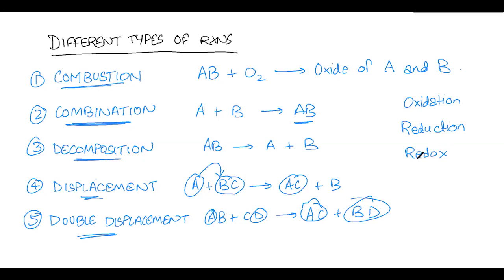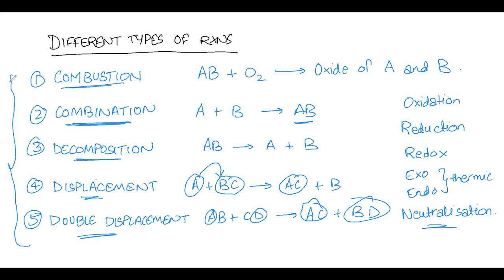Okay. Now redox reaction, then exothermic and endothermic, which we have discussed. Exo and endo, we have discussed these two, and we also have the neutralization reaction. Okay, so these are all the reactions that we will be discussing. So I guess you can have a brief idea of all the reactions that you will be having in this. These are the 5 important ones, which are the basic ones.